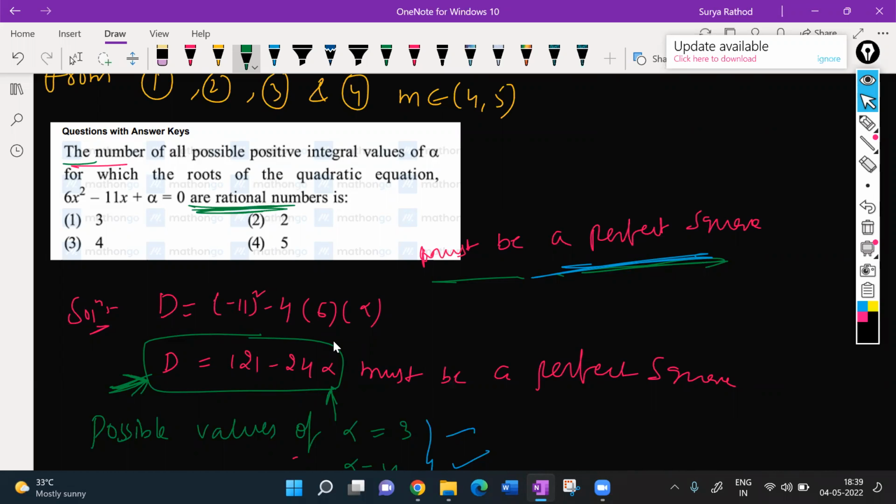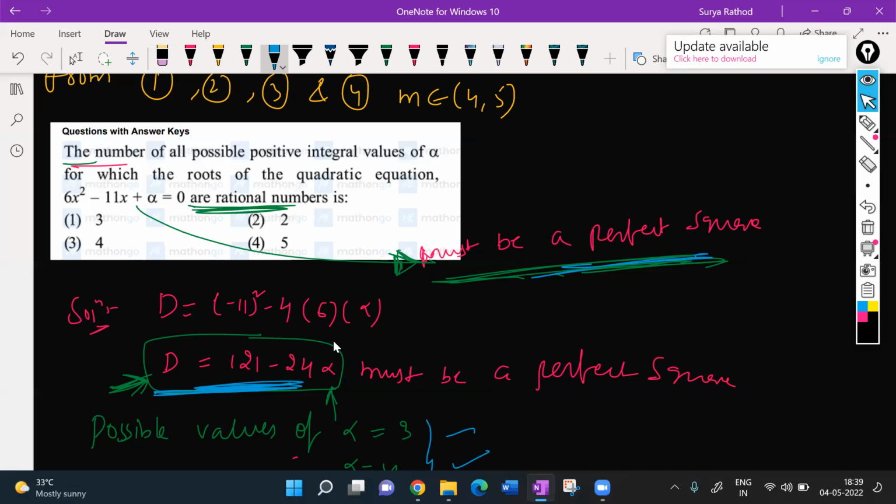For rational roots, the given equation must be a perfect square. For the perfect square, the condition is what? Discriminant must be equal to 0, or you find out the discriminant value, and you will get this condition. So how many alpha values make this discriminant a perfect square?